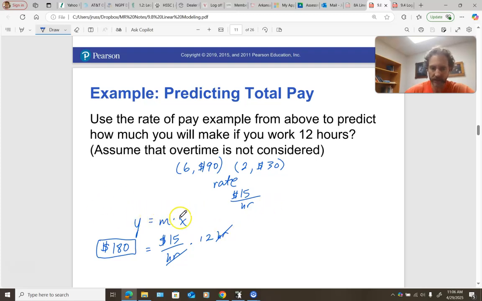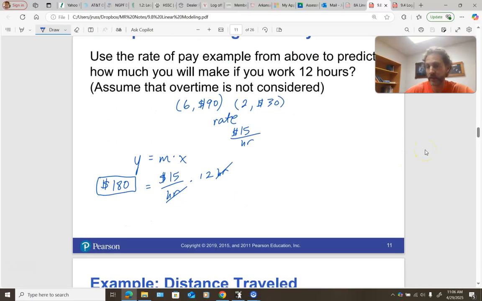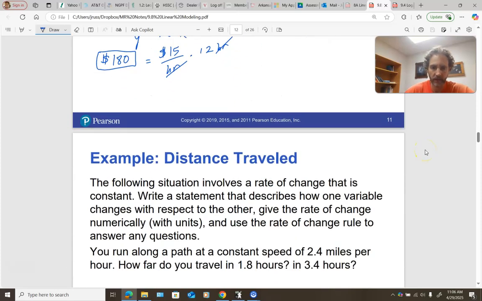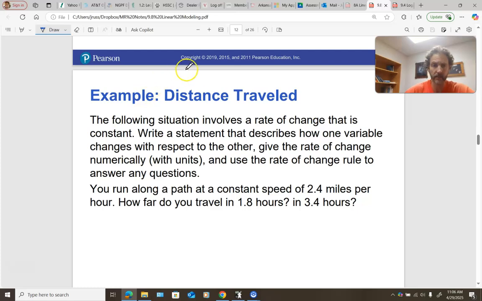The value of y depends on x, and that value of y also depends on this rate, this rate of change, to be either positive or negative. Okay, so let's look at this next example. So distance traveled, okay? So the following situation involves the rate of change that is constant, and all of these involve rates of change that are constant. That's what gives us that linearity, okay?